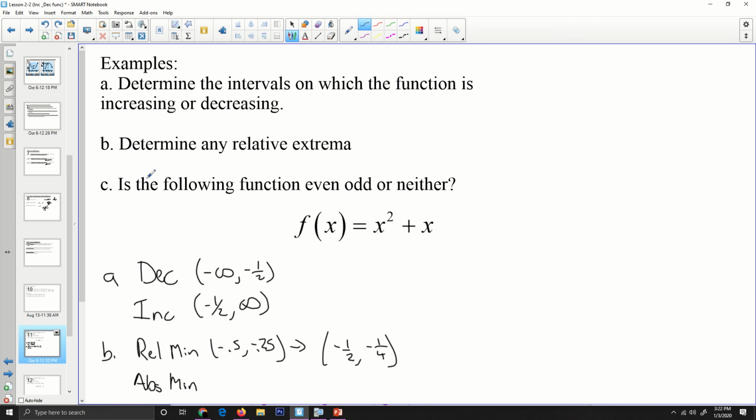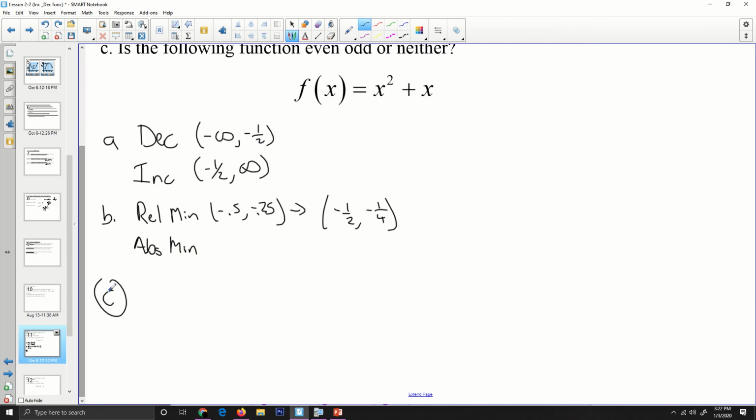Now, is this function even, odd, or neither? All right, so here's what we're going to do.